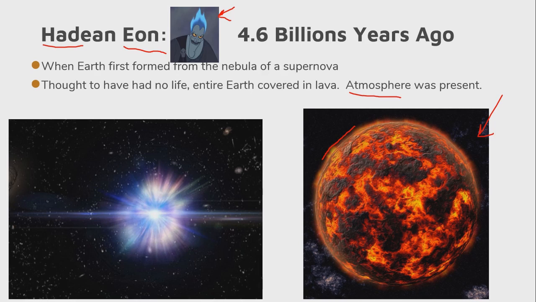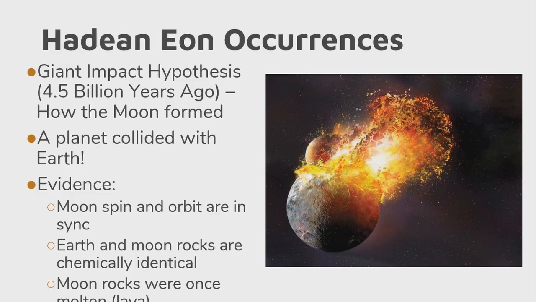Certainly, if you had a time machine and went back and tried to walk out of your time machine onto this Earth, you would be dead in seconds. That's how inhospitable it would have been. Really not a lot happened back then because the Earth was still kind of forming.